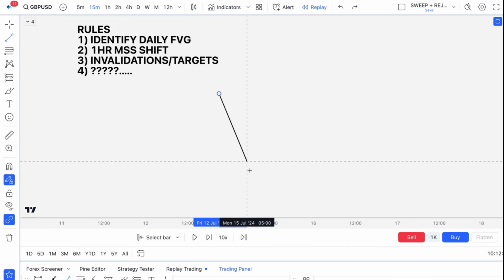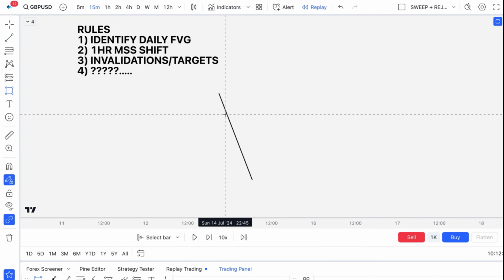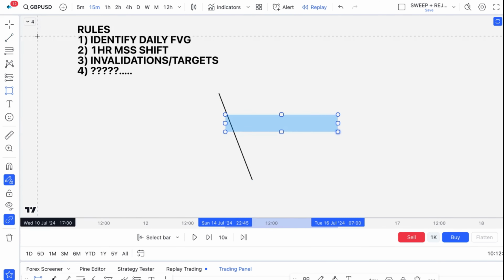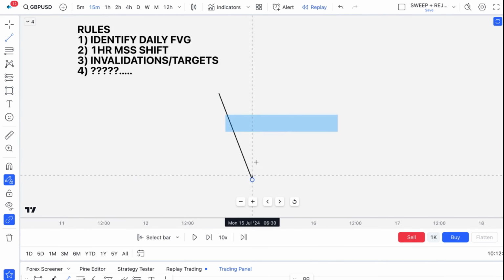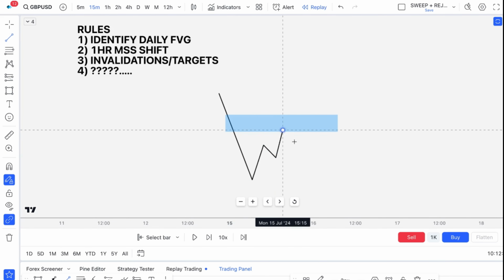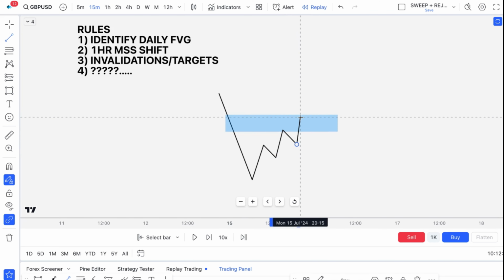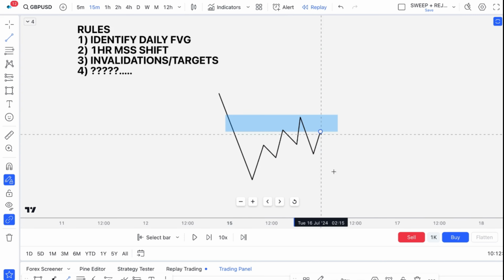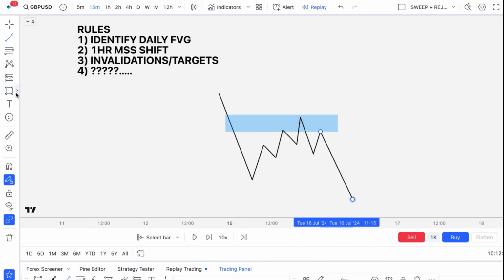We're going to have an impulsive move to the downside on the daily. Then we're going to be left with a daily fair value gap within this impulsive leg. And then on the smaller time frame, so on the hourly, we're looking for a pullback into our daily fair value gap. On the hourly, we're looking for a market structure shift to the downside, followed by a correction, and then we can look to short that back to the downside. Because out of this point of interest, that's what gives us the really high probability of this trade playing out.